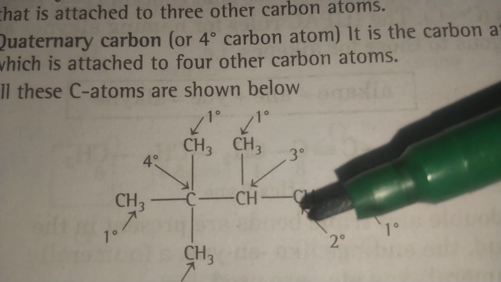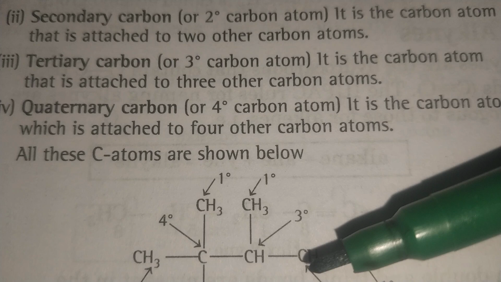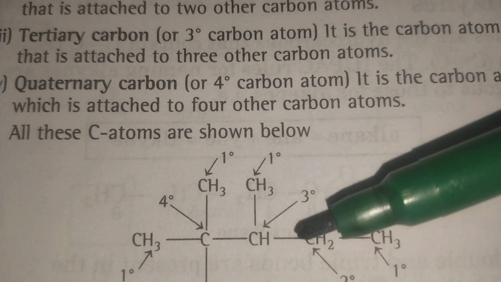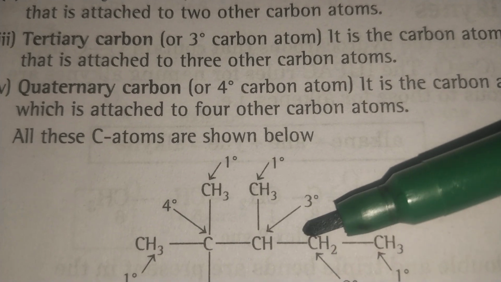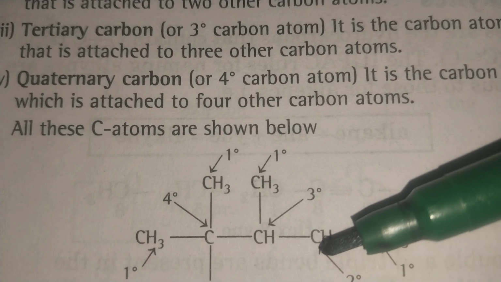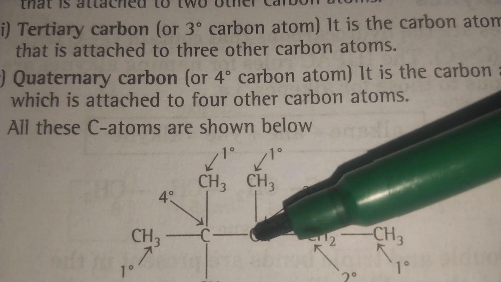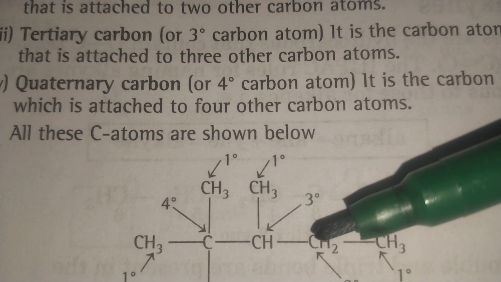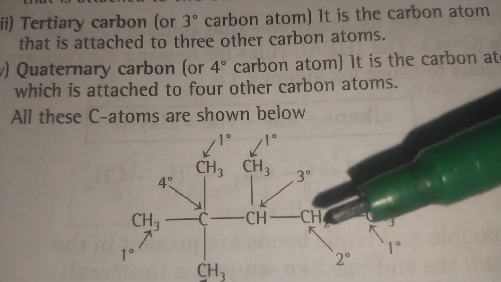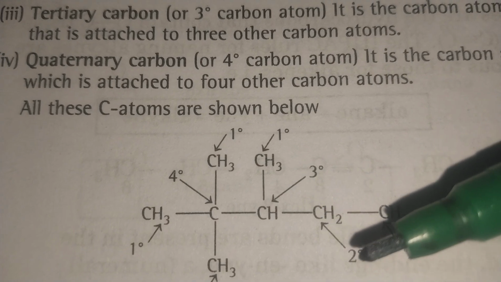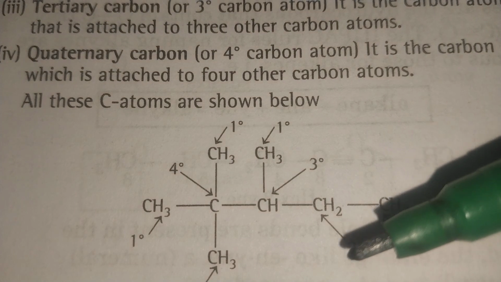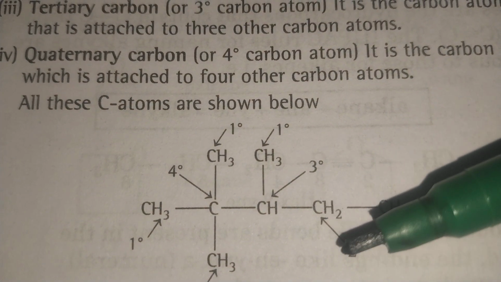If a carbon is attached to two other carbon atoms, this is one other carbon atom, this is another carbon atom, so I dare to say this is a secondary carbon, because this carbon is attached to this carbon, and again to another carbon atom. So this is a 2 degree or secondary carbon atom. If you observe the structure keenly, only one 2 degree carbon atom is there.